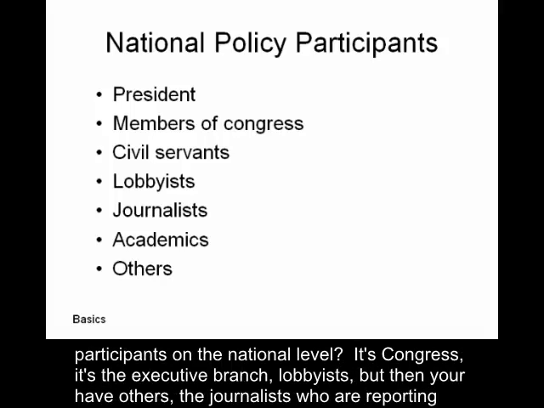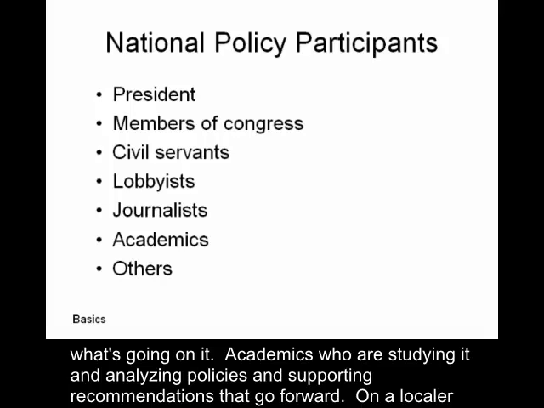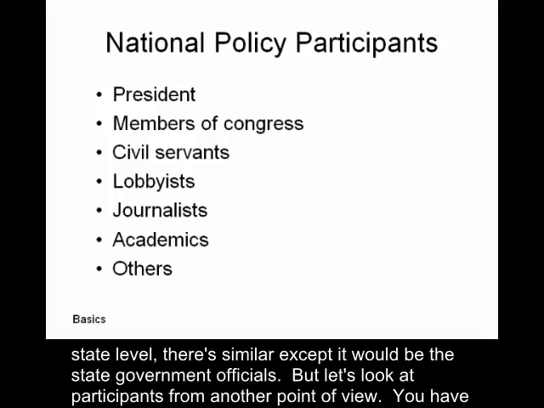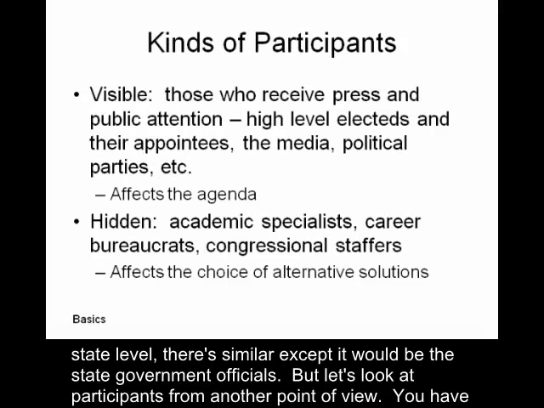Who are the participants? On the national level, it's Congress, it's the executive branch, lobbyists, but then you have others, the journalists who are reporting what's going on, academics who are studying it and analyzing policies and supporting recommendations that go forward. On a local or state level, it would be very similar, except it would be the state government officials. But let's look at participants from another point of view.